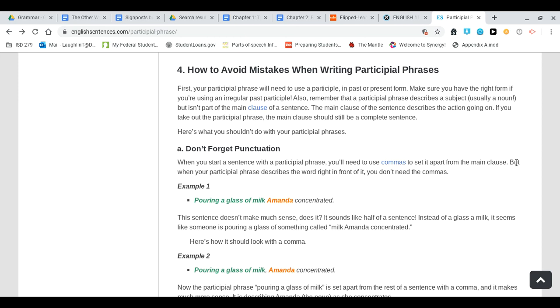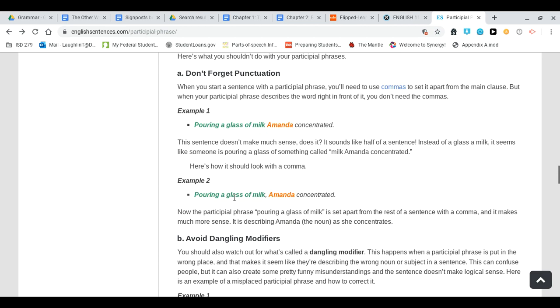Now I know it says here, but when your participial phrase describes the word right in front of it, you don't need commas. Pouring a glass of milk, Amanda concentrated. Yeah, that doesn't make a lot of sense. Again, example 2, much better. Amanda concentrated is technically a sentence. Pouring a glass of milk shows what she's doing. We know it's a participial phrase because pouring is a verb. It's a phrase that begins with a word that's a verb normally, but that also describes the noun.